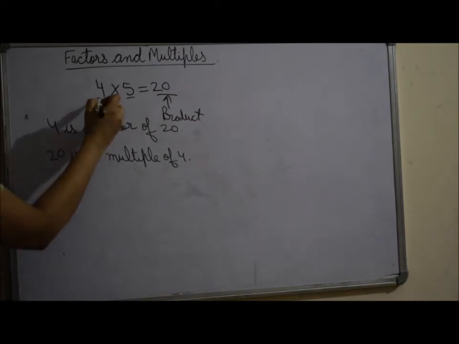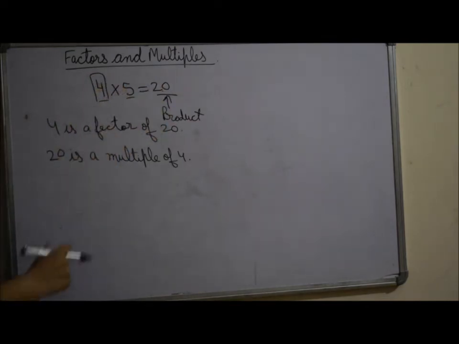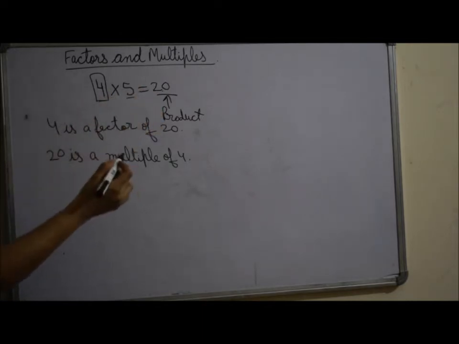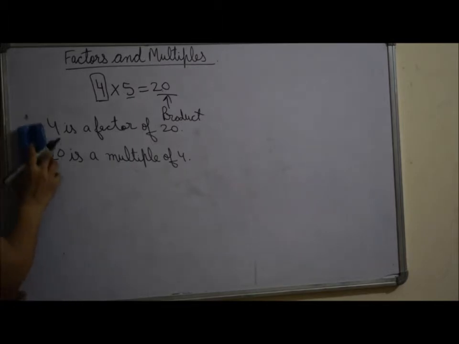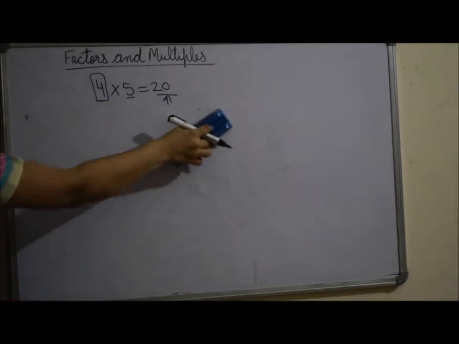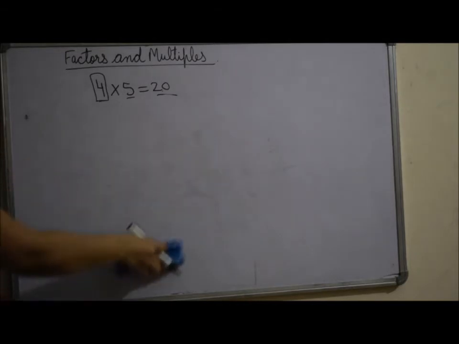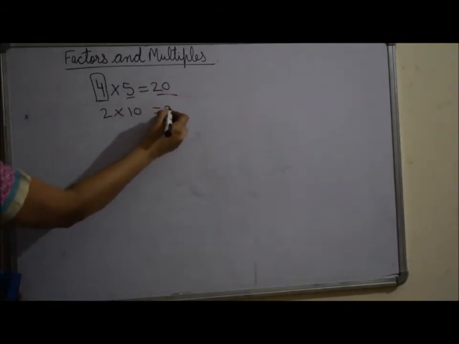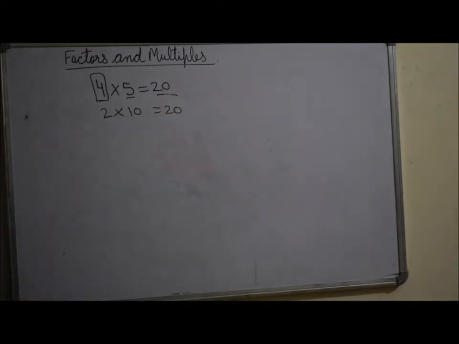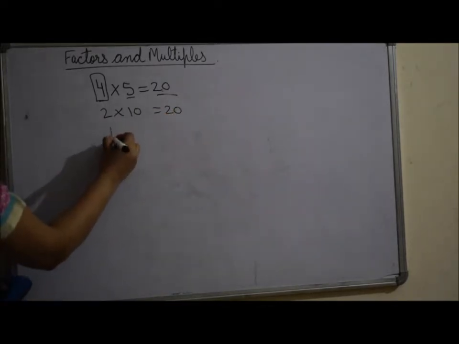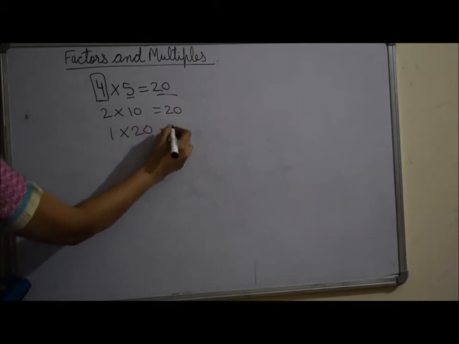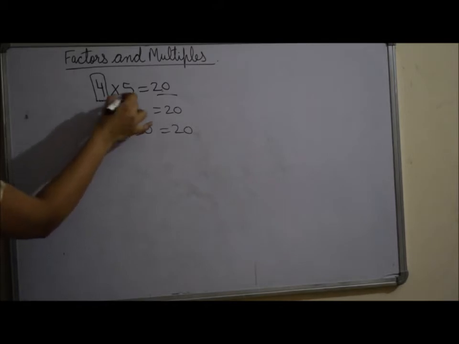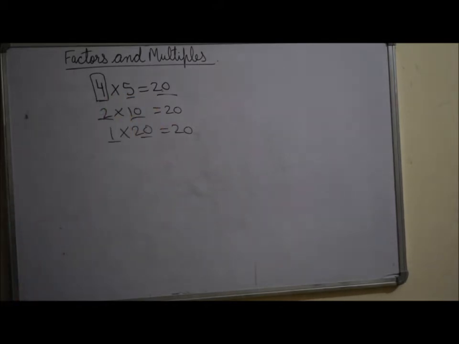Okay, is it only 4 which is a factor of 20? Is it only 4 which when multiplied by another whole number gives 20? No, there are many other whole numbers which when multiplied by another whole number give the product 20. For example, 2 multiplied by 10 will also give 20, or say 1 multiplied by 20 will give 20. So what are the factors of 20? Factors of 20 are 1, 2, 4, 5, 10, 20, all these are factors of 20.